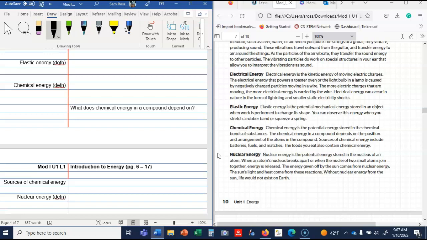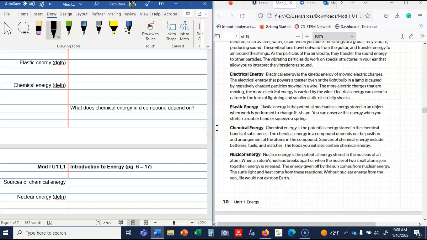Basically, if you have a rubber band that's stretched, it has the potential energy to move. It has potential energy in that rubber band. So you'll write the potential mechanical energy stored in an object when work is performed to change its shape, like when you change the shape of a rubber band.